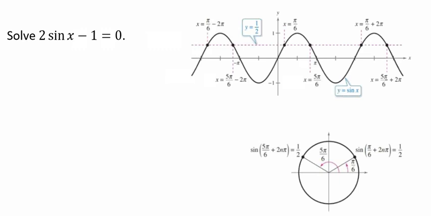In this video, we're going to be solving trigonometric equations. In this example, we have to solve 2 times the sine of x minus 1 equals 0. So we want to try and isolate our sine of x by itself.